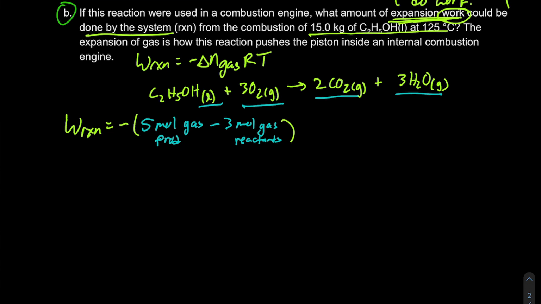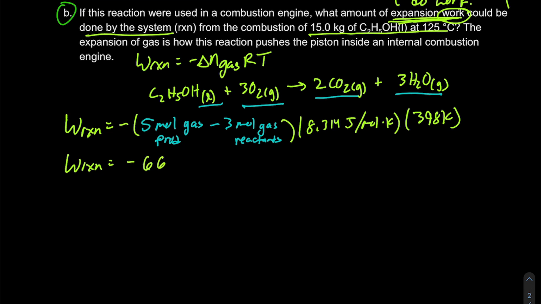It's going to use energy. It's going to lose energy when it does that. Our R value is 8.314 joules per mole Kelvin, and our temperature here is 398 Kelvin. We'll plug that into our calculator, and we're going to get negative 6,618 joules per mole. And that's for 1 mole of ethanol. Now again, we want to scale this to the 15 kilograms.